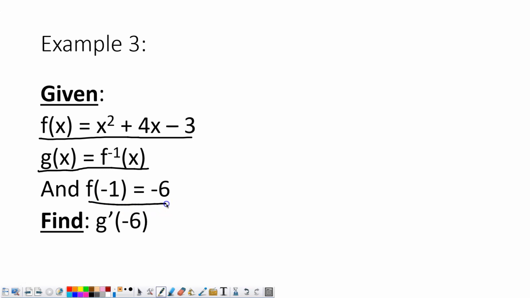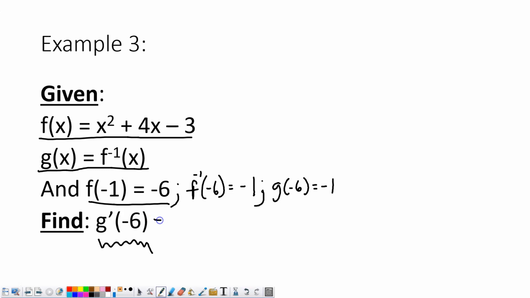And f of -1 equals -6. Now, as you guys know, if f of -1 equals -6, then that means that the inverse of f of -6 would have to be -1. Another way you could write that, since f inverse is g, is you could write it like this. Okay, either way is fine, but there it is. So now our goal is to find g prime of -6. Another way to write that is f inverse prime of -6.